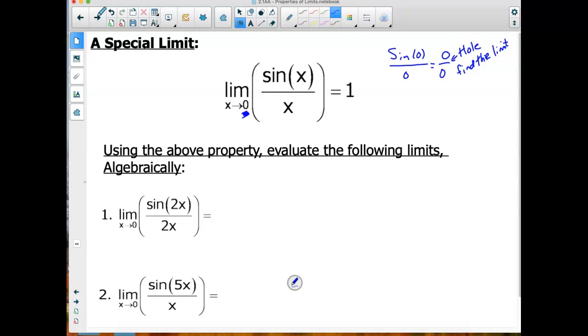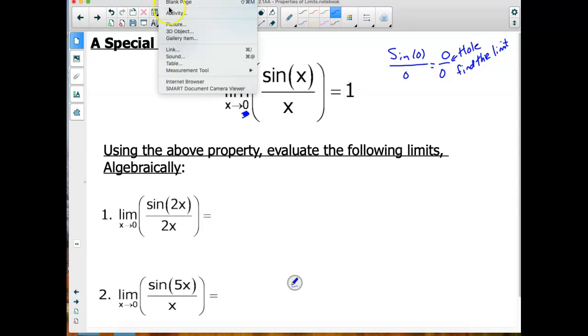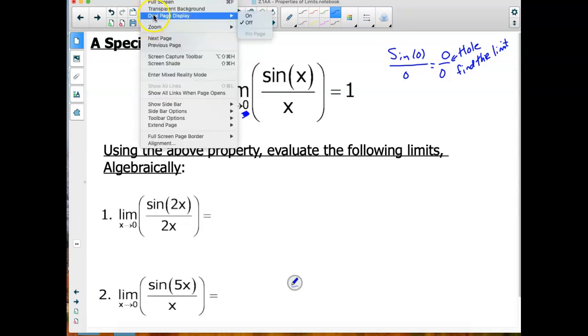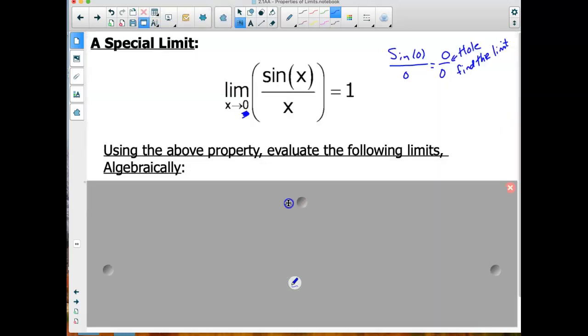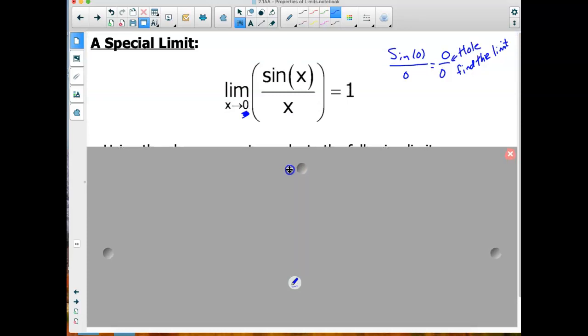Back in the day, this is not a fun special limit to show. I remember when I saw it the first time in my life, I was like, what? I don't know what the heck you're talking about. What are you talking about? So, good thing in our life now, we have graphing technology. We have our graphing calculators. Good thing, because we will use this limit to prove the rest of this stuff.